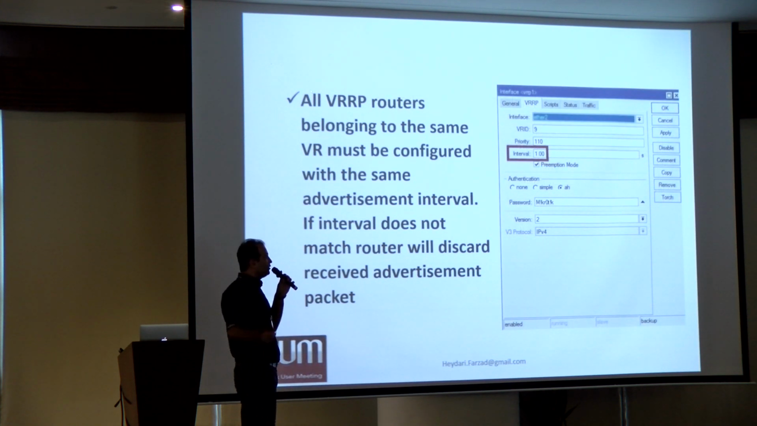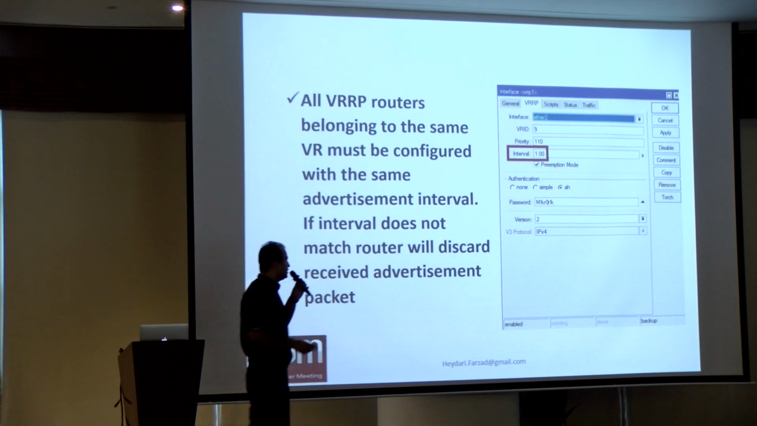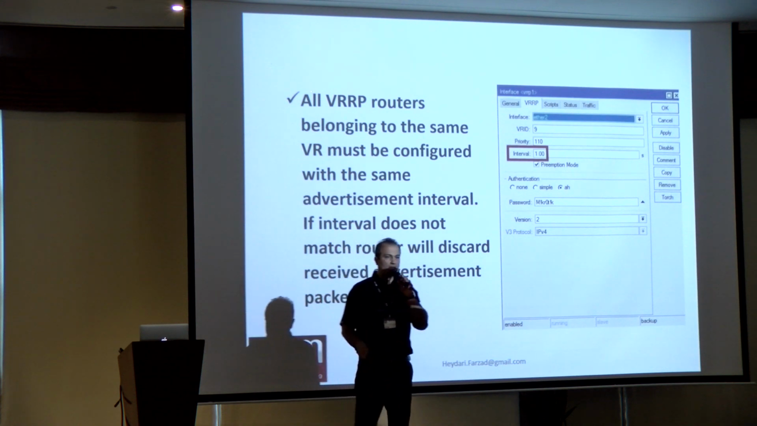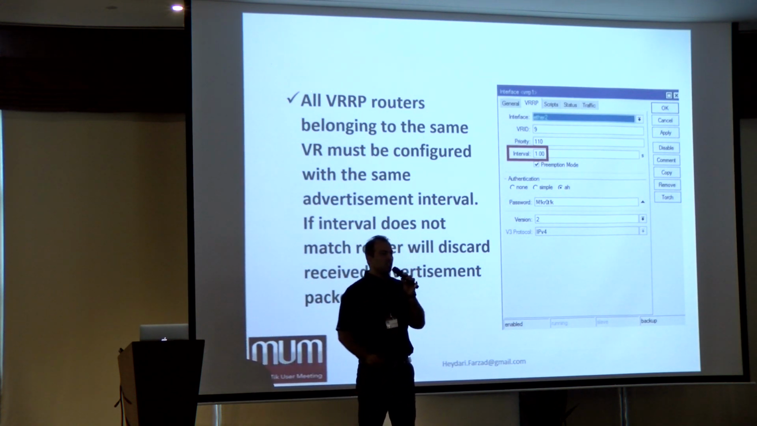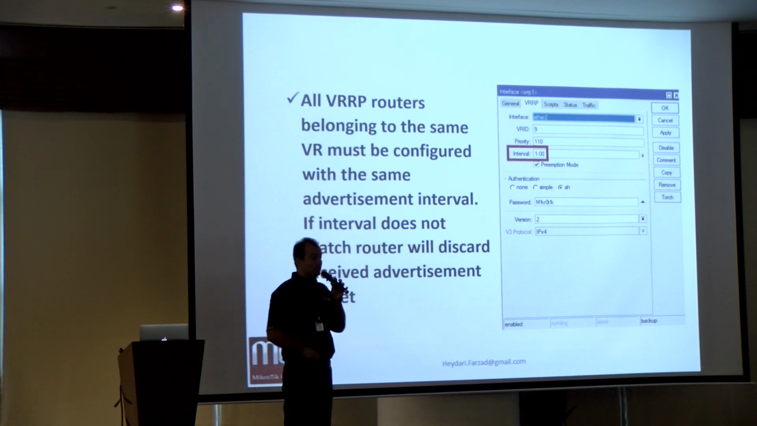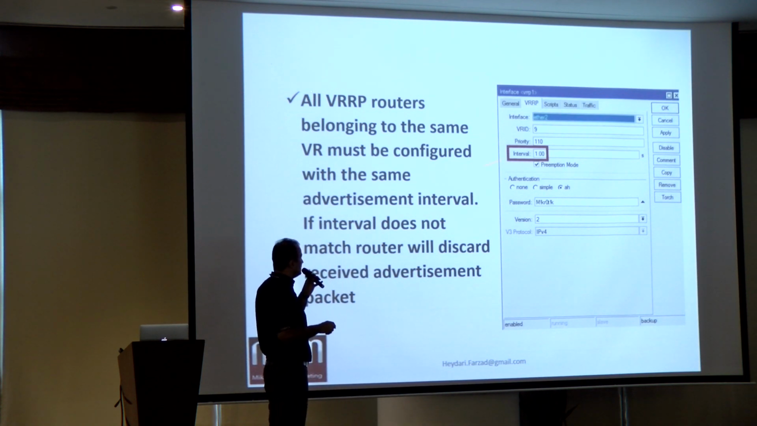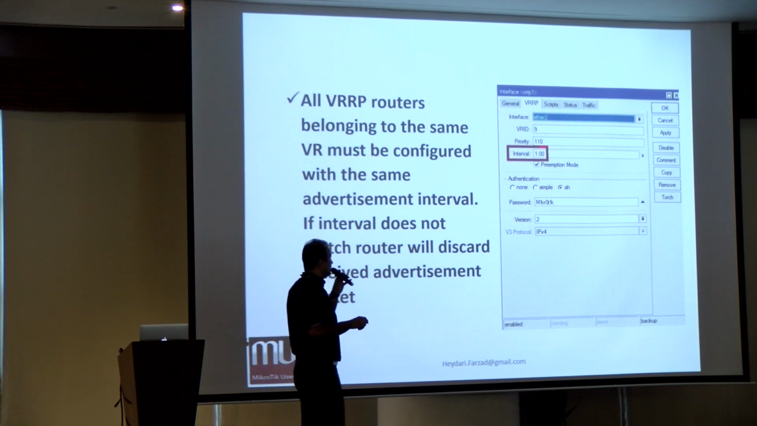All VRRP routers belonging to the same VRID must be configured with the same advertisement interval. This is the hello packet. The master will send a hello packet each second. For example, in this scenario, we have interval 1.